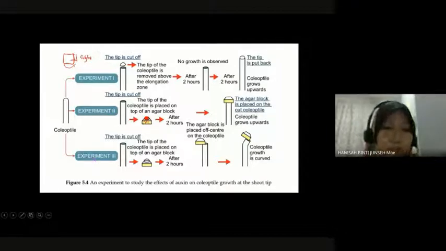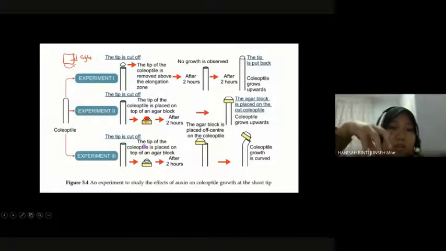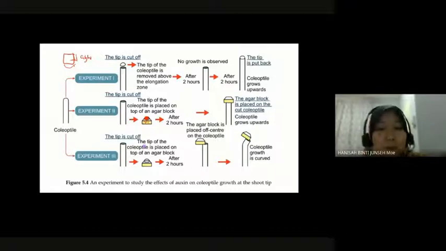Tengok betul, third experiment sama juga, they start with the tip cut off, and then the second one sama juga, they put the tip of the coleoptile, they place it on top of the agar block. And then what do we expect to happen? Auxin from the tip, auxin yang teacher tanda merah ni, let's say that represents auxin, will diffuse into the agar block. Okay, so this agar block contains auxin.